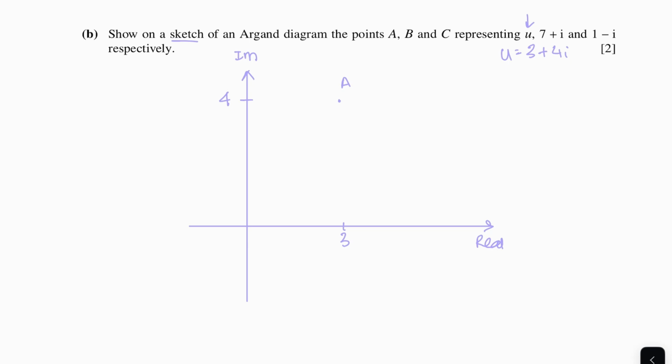Now secondly, let's sketch point B, which is 7 plus i. So 7 can be further down here, and plus i would just be over here. So that's point B. And then, sorry, this is 4i. Now for point C, 1 minus i, we will have minus i over here, the same distance away from the center as i, and 1 will be around here. So here, this is point C. Very simple, and for 2 marks, not bad at all.